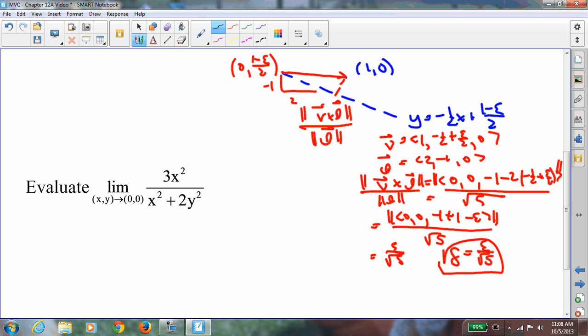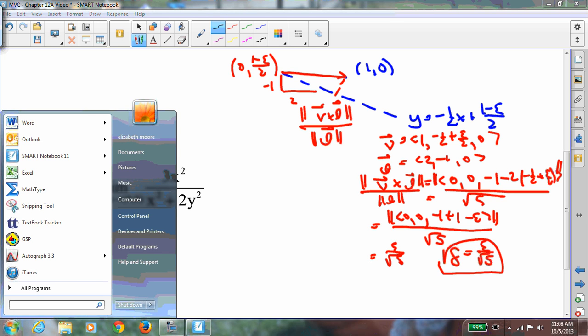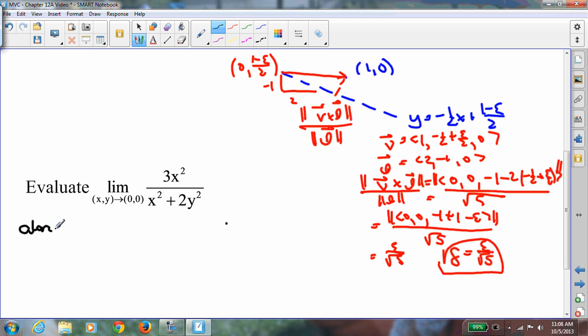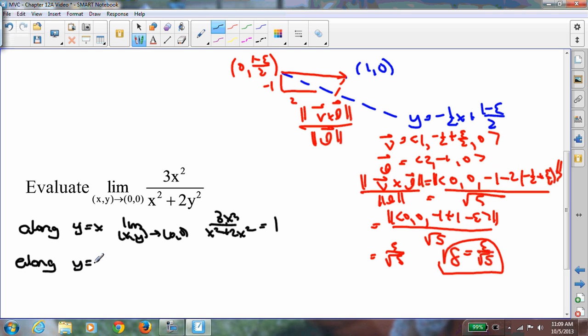So for example, this one, if I go along y equals x, because if I use the line y equals x, then it is going to approach 0, 0. Then my limit as x, y approaches 0, 0 becomes 3x squared over x squared plus 2x squared. And that equals 1. Okay. Now, if I go along, let's say y equals negative x, I would take the limit as x, y approach 0, 0. I would get 3x squared over x squared plus 2y squared. And again, that equals 1.